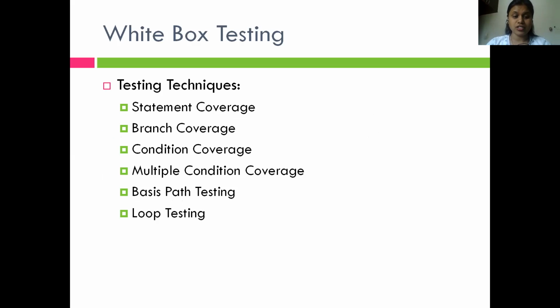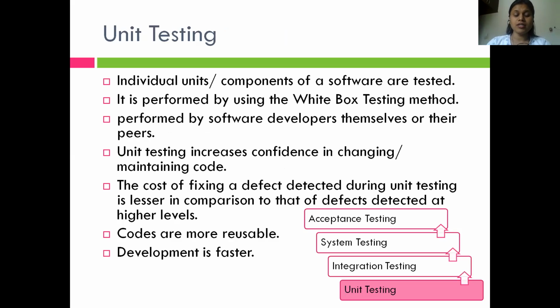Then condition coverage, checking all the conditions. Multiple condition coverage: nested conditions and multiple conditions used simultaneously are checked. Basis path testing is there, loop testing is there. All these types of testing techniques are implemented under white box testing. Again, I'm repeating, white box testing is done when the system is in the developing phase, and black box testing is done when the system is in the completed phase. White box testing is usually done by software developers, and black box testing is usually done by professional testers. So these are the things about white box testing.